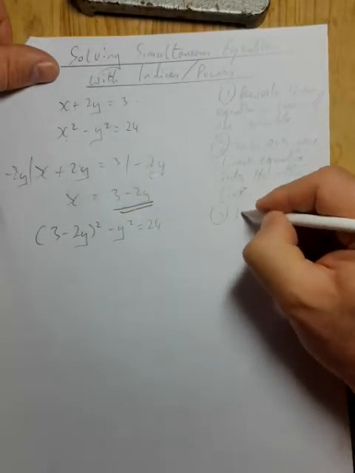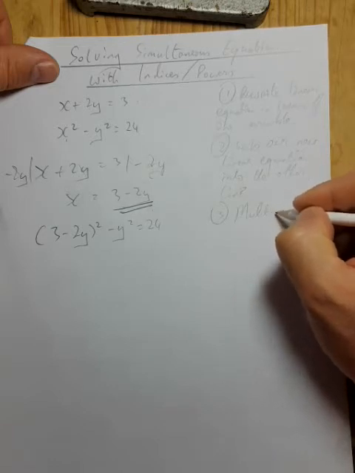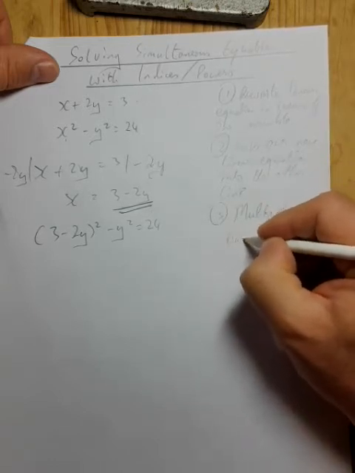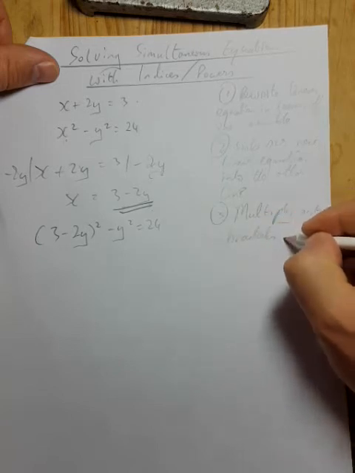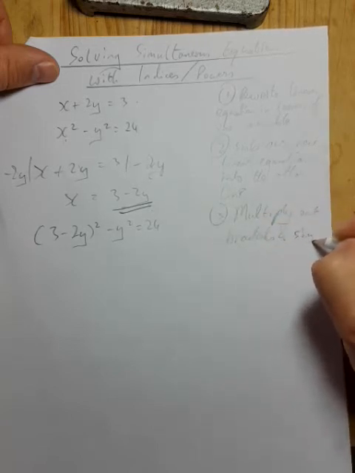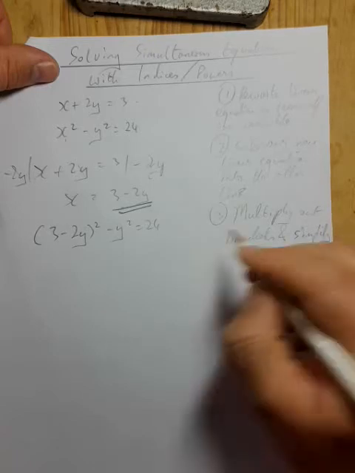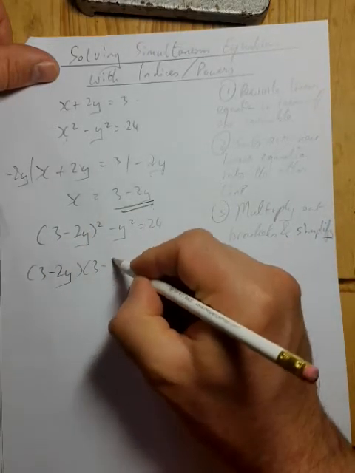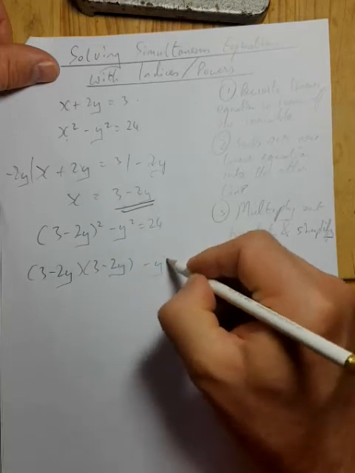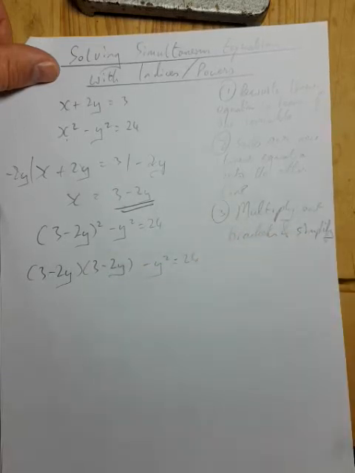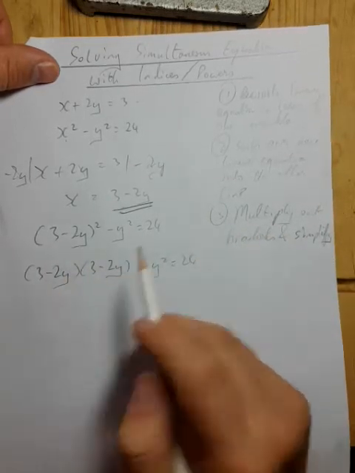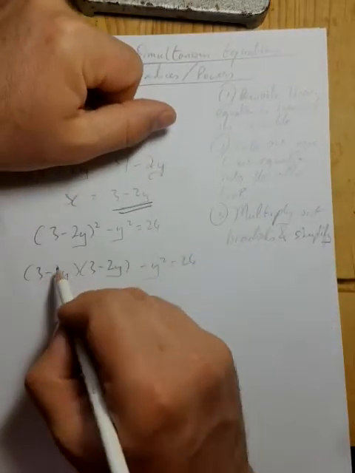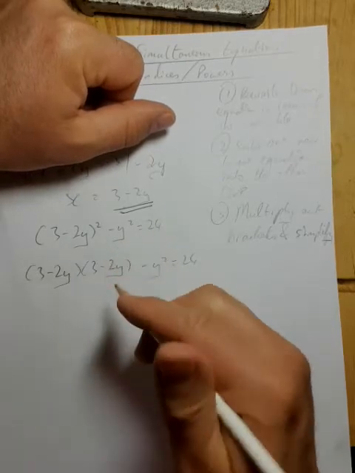Step 3, multiply out brackets and simplify. So I need to multiply this out. What is happening here is we have (3 minus 2y) squared, and I'm going to do this the long way. I'm not going to just do it in my head. We're basically told to multiply this by itself. So let's do it. I'm going to use the curly brackets method. So everything in this bracket must be multiplied by everything in this bracket.